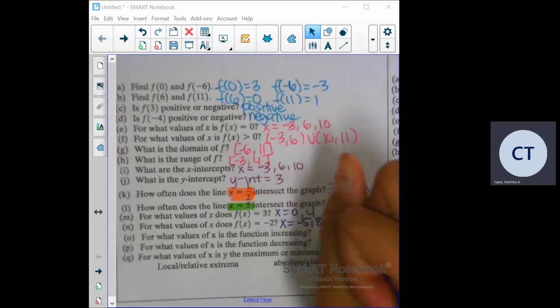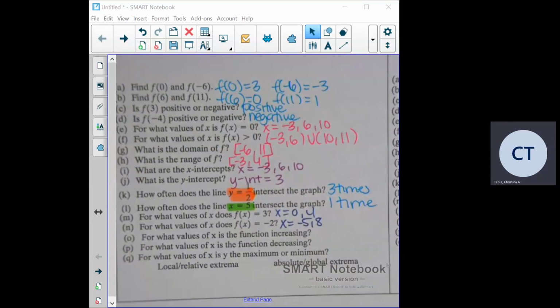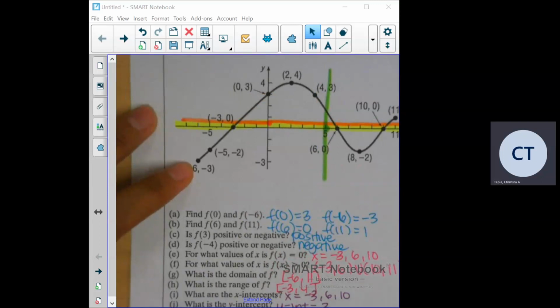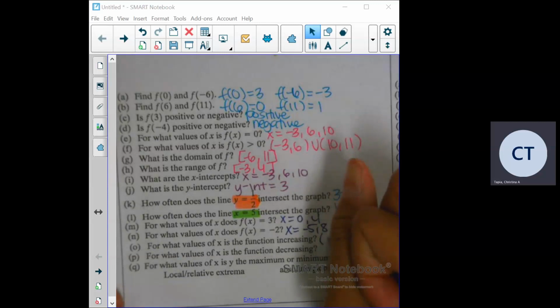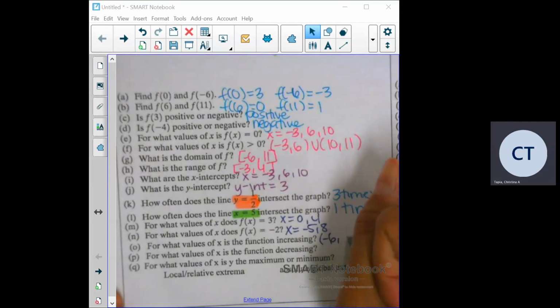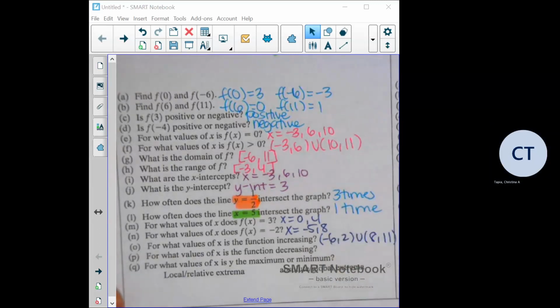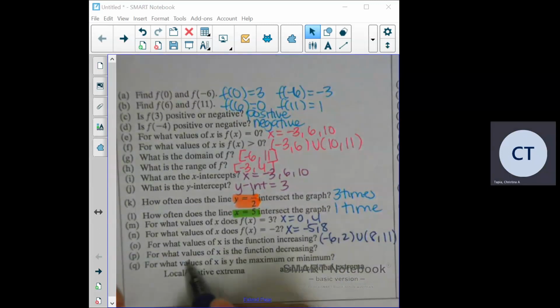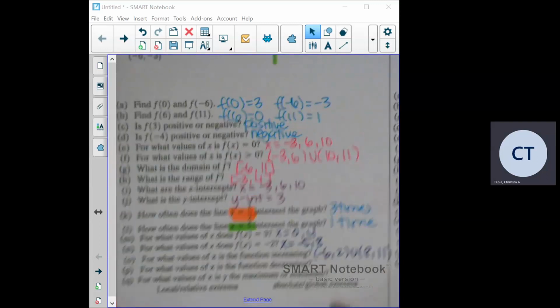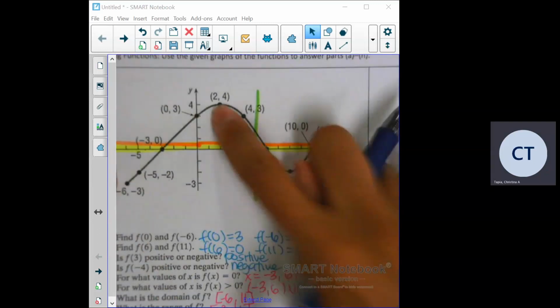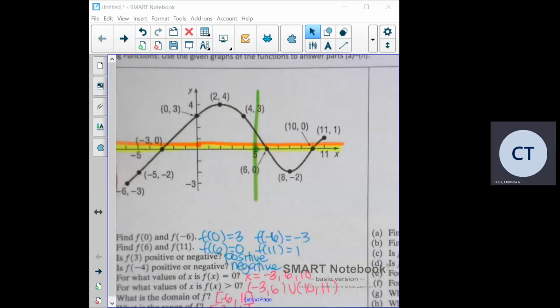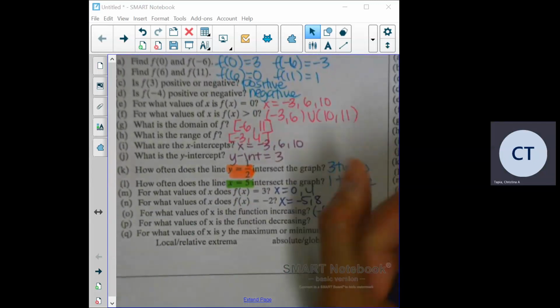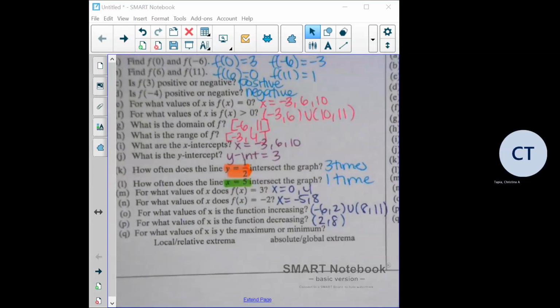So for the increasing interval, always use parentheses around that. I know you're like, well, Miss Tapia, this is a closed circle. Yeah, I know. But when you're talking about the increasing and decreasing interval, use parentheses. So -6 to +2, union 8 to 11. And then for what values of x is the function decreasing? Well, we already said this all was increasing, so was this. So this small piece here between 2 and 8, this is decreasing. So down here, my decreasing interval is from 2 to 8.